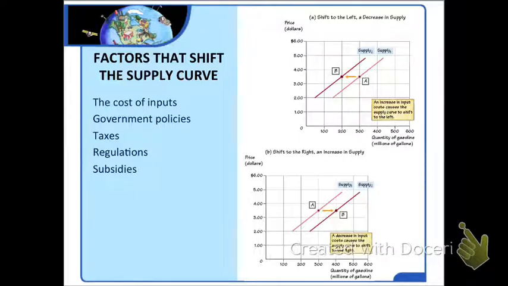These subsidies increase the amount of money that farmers receive per bushel of corn that they grow. Because subsidies raise the profit that farmers earn from supplying corn at a given price, the corn subsidy increases the supply of corn and shifts the supply curve to the right, increasing the supply of corn.